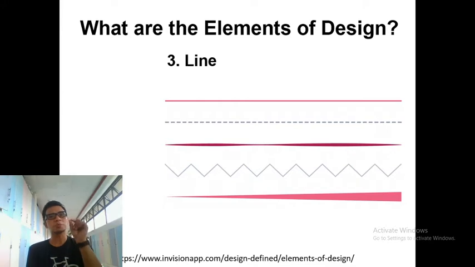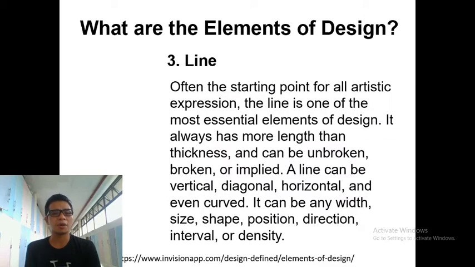Now let's proceed with number 3. Elements of design. And that's the third. The third is line. Ano ba yung line na tinatawag? When you talk about line, it's often the starting point for all artistic expression. No? The line is one of the most essential elements of design. So line. It always has more length than thickness and can be unbroken, broken, or implied.